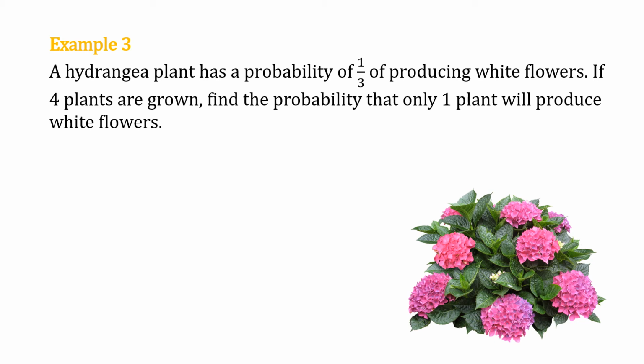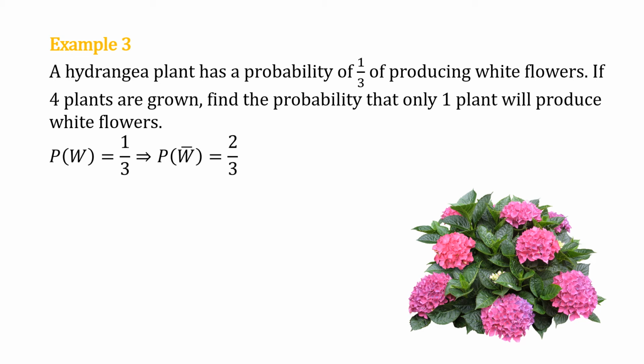Example 3. We've got a hydrangea plant. It's got a probability of 1/3 that it's going to produce white flowers. If we've got 4 plants growing, find the probability that only one of those plants will produce white flowers. So again, our probability of white is going to be 1/3. Therefore, the probability of not white is going to be 2/3. We're going to say not white because there are numerous possible colors that it could be. We're not going to list them all. It's just either success or failure. It is going to be white or it's not going to be white.